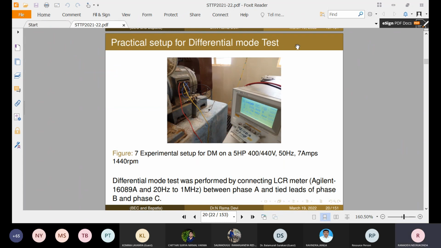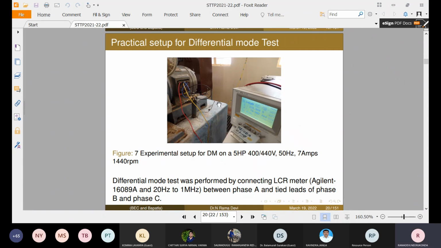So what is this differential mode test? This differential mode test is nothing but the measurement of impedance under this test operation. Differential mode means the measurement of impedance between two terminals. One is phase A, and the other is the tied leads of phase B and phase C. That measurement is practically possible with the help of an LCR meter with a range of 20 Hz to 1 MHz.